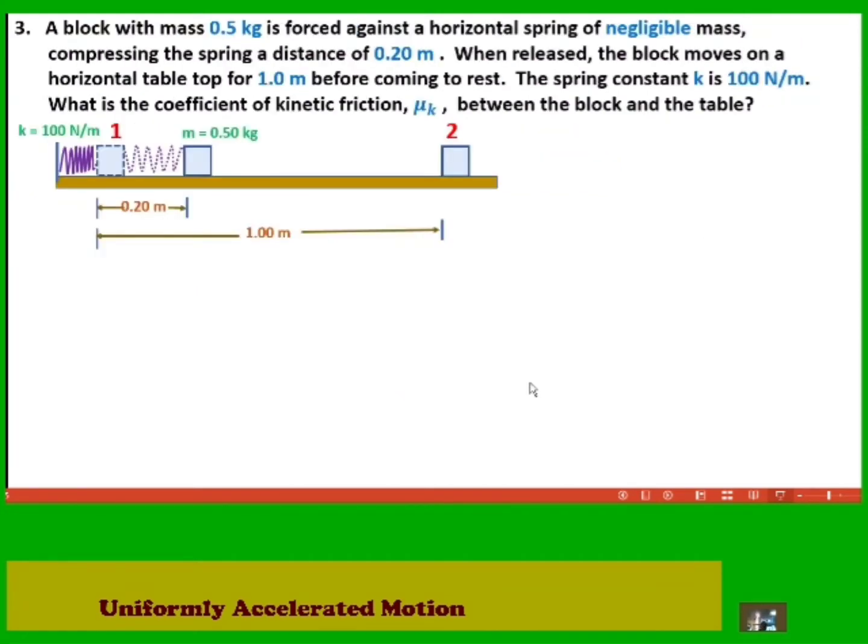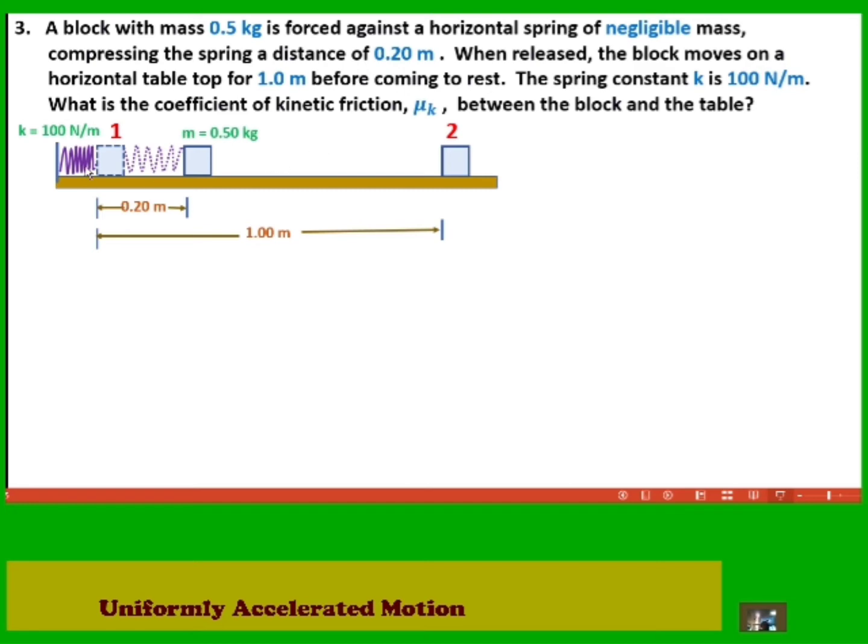Problem number 3. A block with mass 0.5 kg is forced against a horizontal spring of negligible mass, compressing the spring a distance of 0.20 meter. When released, the block moves on a horizontal tabletop for 1.0 meter before coming to rest. The spring constant k is 100 newtons per meter. What is the coefficient of kinetic friction mu sub k between the block and the table?